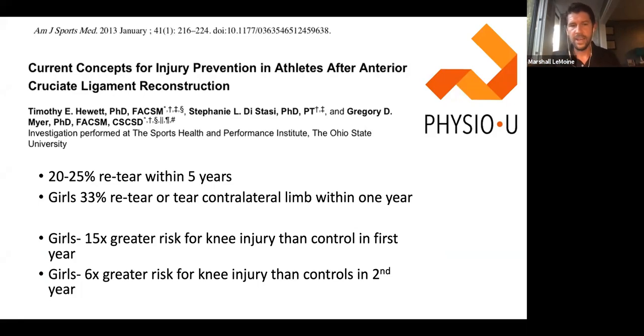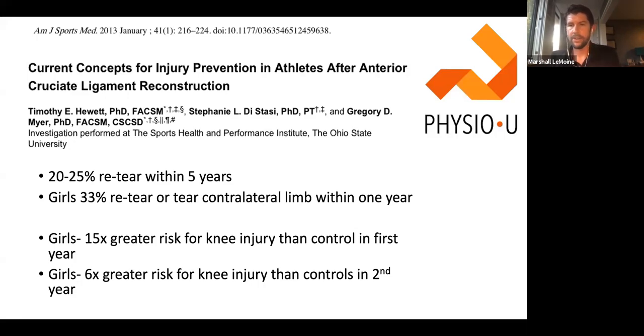So it's out there. The other thing is girls are 15 times greater risk for knee injury than controls after their first year. So again, it just means once you tear it once, you're a high risk. And the nice thing is that number goes down in the second year, but still it's pretty high compared to people that haven't torn their ACL.